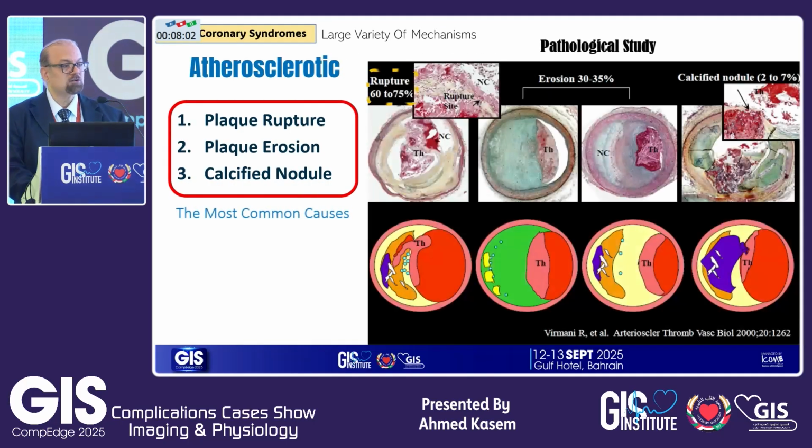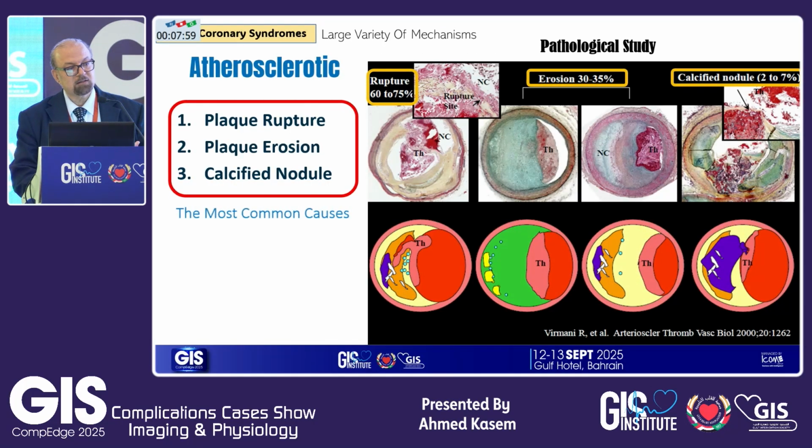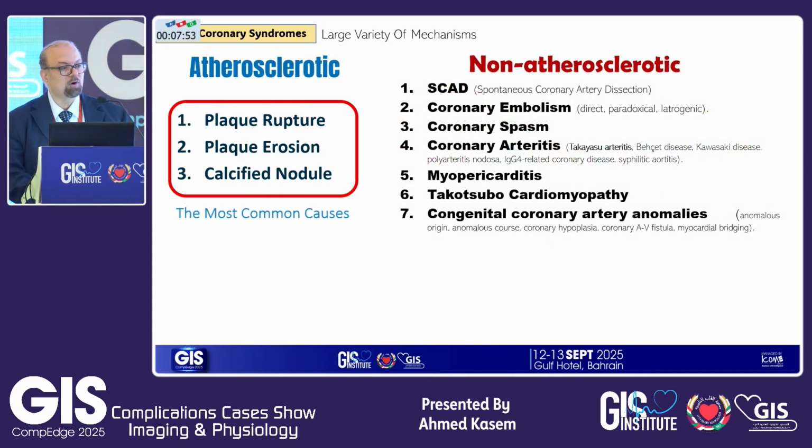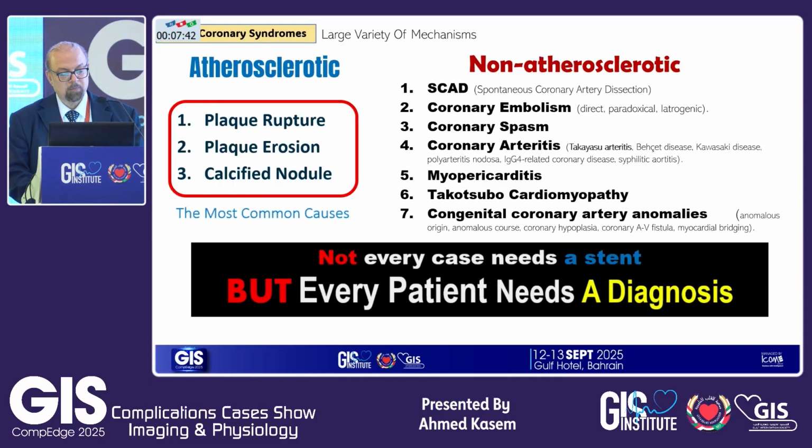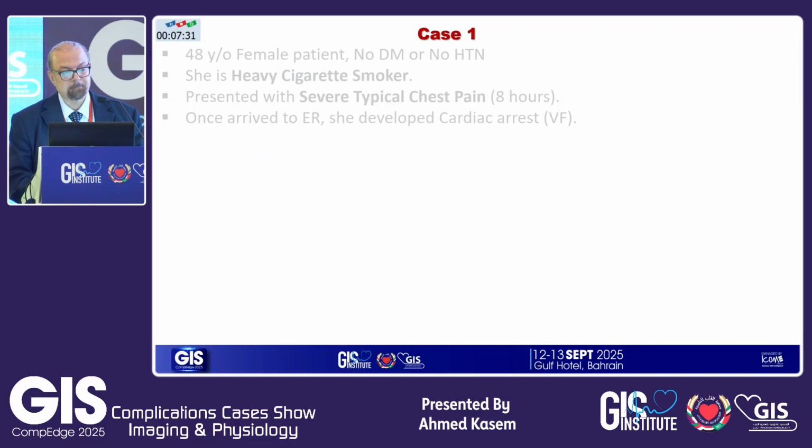And of course, all of us know that acute coronary syndrome has multiple causes, most commonly plaque rupture, erosion, calcified nodule, but there are also other important topics: SCAD, embolism, spasm, Takayasu arteritis, and all other varieties, myopericarditis, Takotsubo, congenital. So not every case needs a stent, but every patient needs a diagnosis. And this is the message of this case, actually.